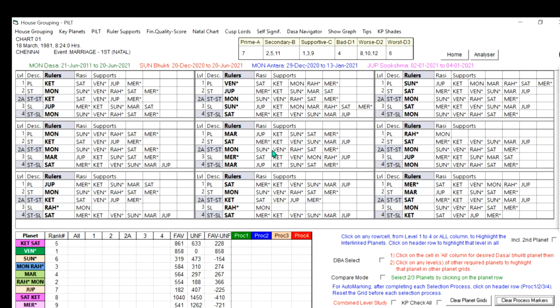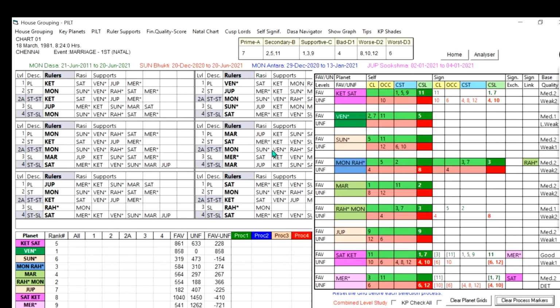I will make it simple now. Let me check the key planets first for this event, for marriage. As we discussed in the previous videos also, out of these, which are the good key planets? You can see Ketu has got 5 and 11 present, but unfavorable 10 and an unfavorable grouping are present in the sign columns. Favorable is present, unfavorable also present, so it is a mixed planet.